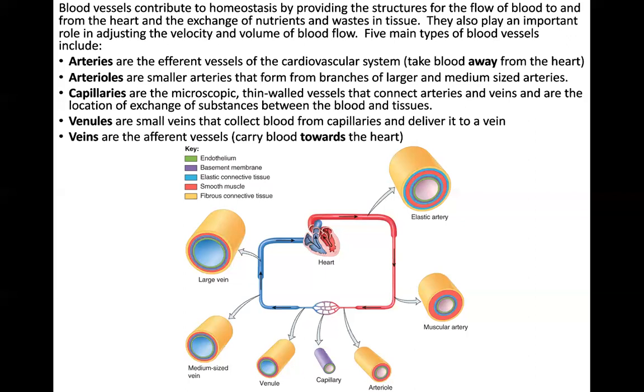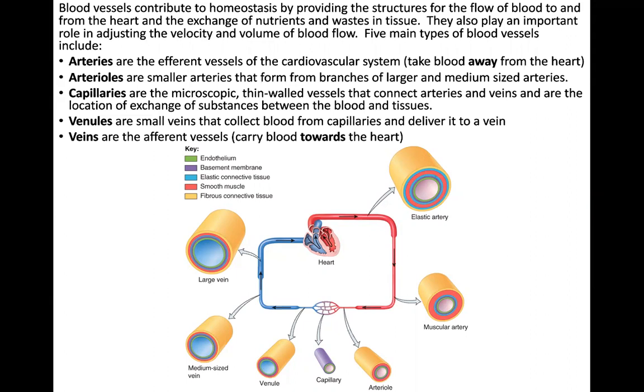Now, arterioles are just the smaller arteries that branch from larger and medium-sized arteries, and we classify them independently, or your book does, because they have a big role in maintaining blood pressure. And we'll be talking about them as what we call resistance vessels. Capillaries are really where the magic happens, as I like to say, where the exchange of nutrients and waste takes place. Looking at the figure, you can see they're the smallest. They're also the thinnest as far as their wall goes, which is great because it's easy for things to pass through them. So exchange is very prominent in our capillaries.